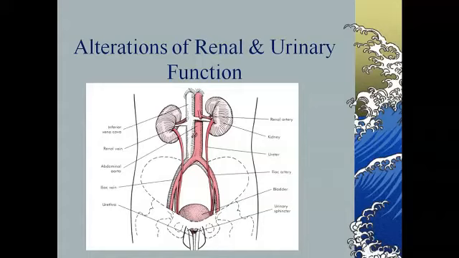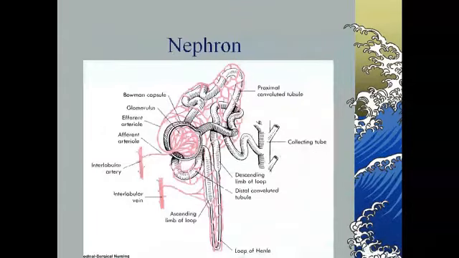Alterations of renal and urinary function. This is a diagram similar to the figure on page 725 in your textbook. And again, this is the nephron, which is the functional unit of the kidney. It's on a figure on page 725 and 729. This is kind of combined both of them.